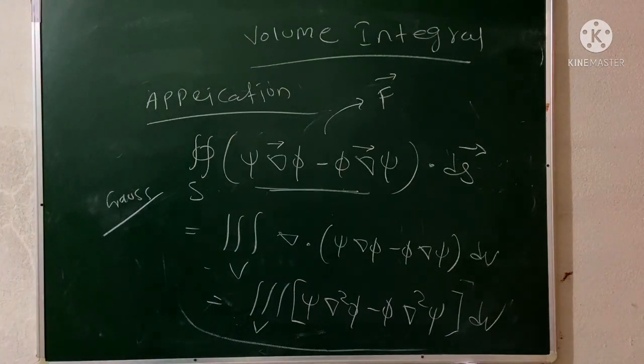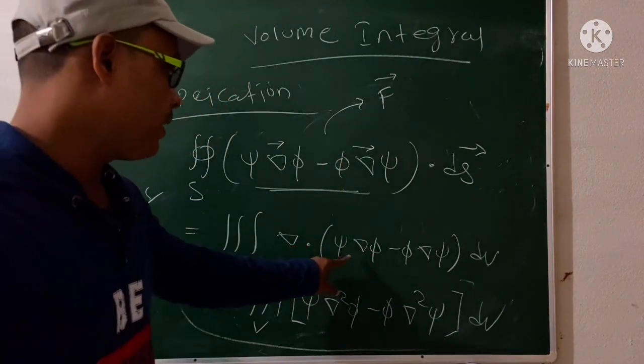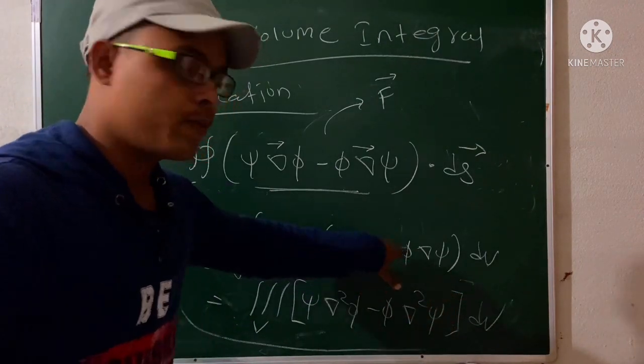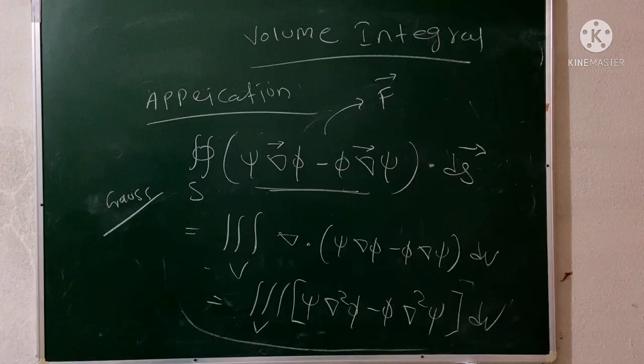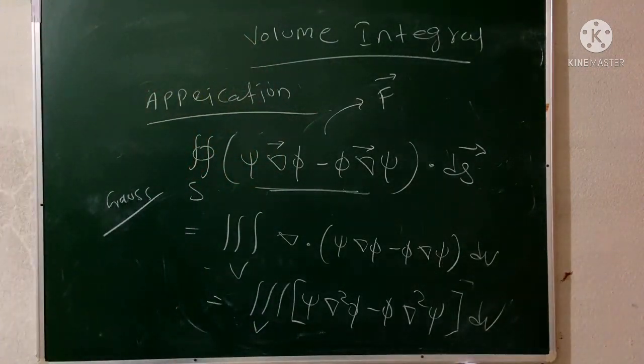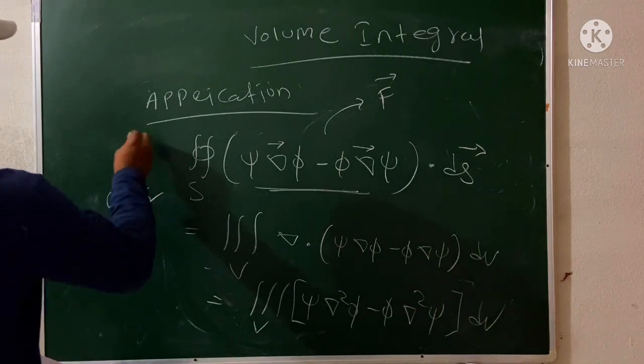Try to solve this. Previously I told you how we find del dot psi del phi, then how we find del dot phi del psi, then subtract them, and you will get this volume integral. So this is one general application. Try to remember, and make these notes. So these are all about your vector integration.